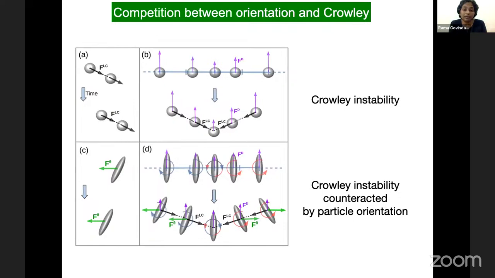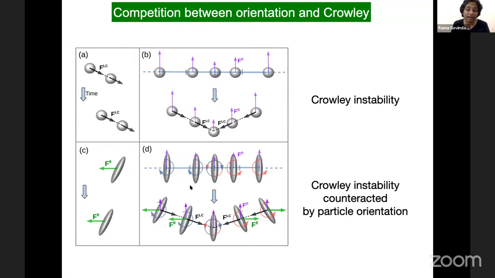Okay, so let's do a thought experiment before we go to the real experiments. So Crowley instability, we already discussed. The minute you have a slight increase in the number density of spheres in any place, the sphere in the middle is going to fall faster. It's going to create these inclined sticks. And so all of these will try to move in this direction, all of those will try to move in that direction. So this drift creates the Crowley instability.